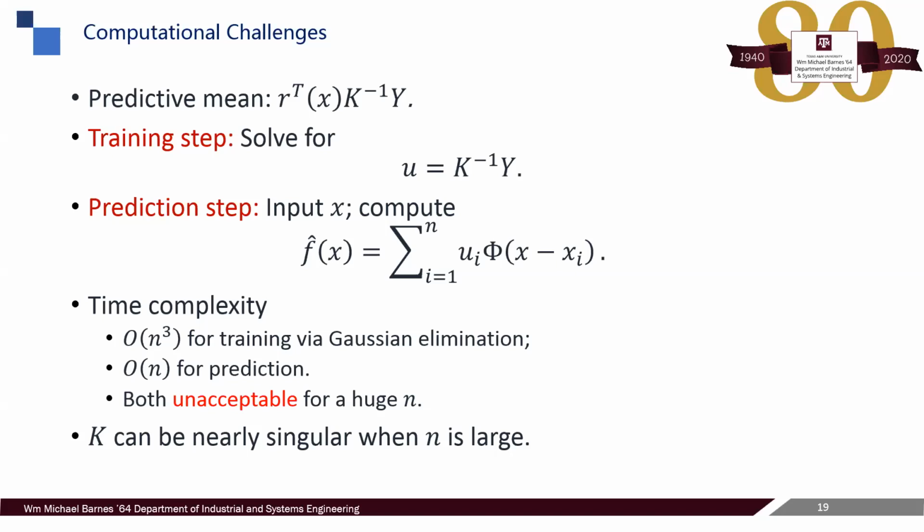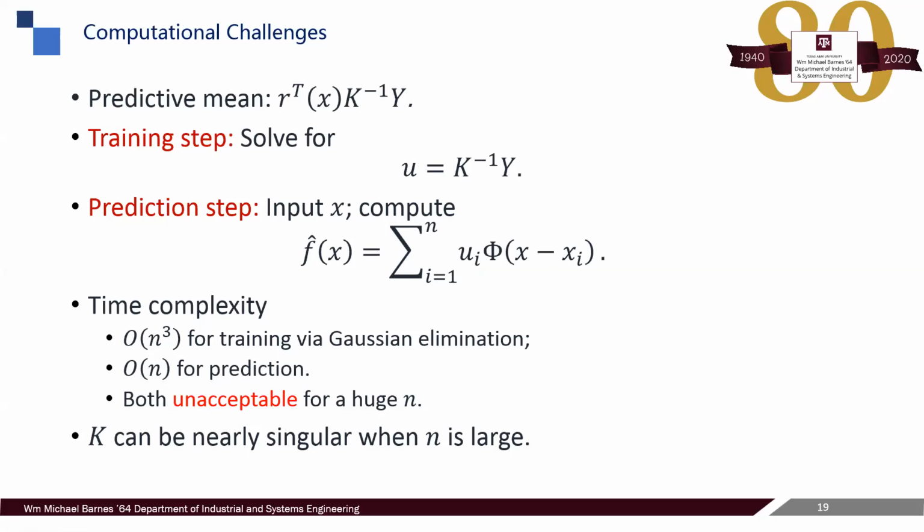However, it turns out the computational complexity, the time complexity, is actually quite big, even though the formula is very simple. Here you need to invert this matrix or solve this linear equation, if you are using Gaussian elimination, that's the direct method. You need n cubed training time. Okay, that's unacceptable. And for prediction, even if we already obtain this u, to predict for a new point we still need big O of n time, where n is the sample size, because we need to sum up all those terms. So both of them are unacceptable for huge n, right?